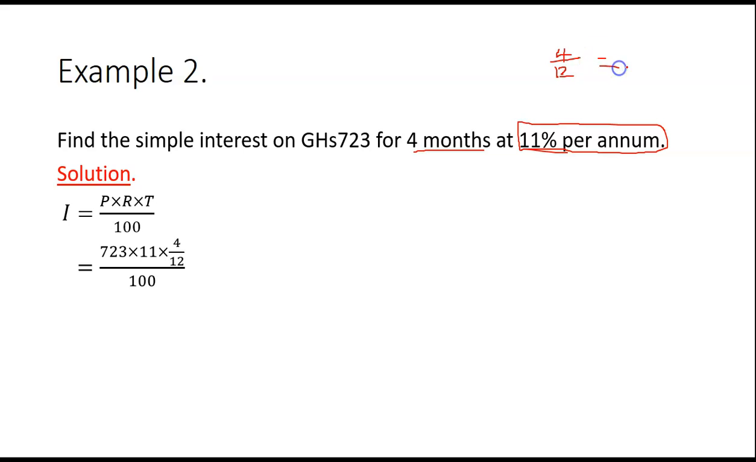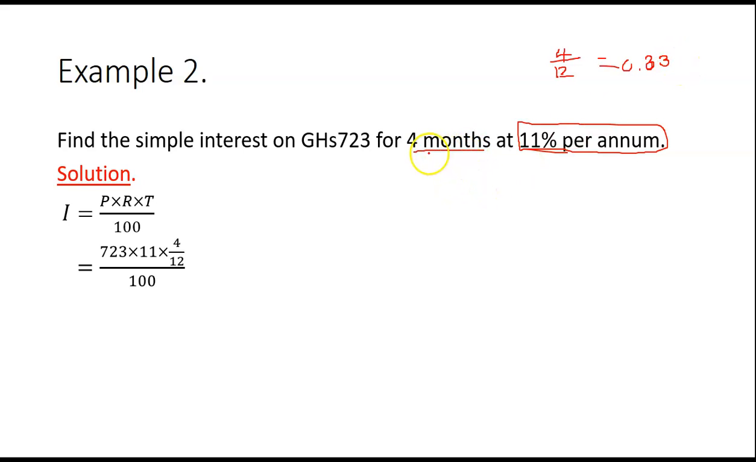So 4 months is the same as what? 4 divided by 12 gives you something. Just check it out. That's 1 over 3. Okay, that's 0.33, isn't it? You can check. You can use your calculator. So that's 0.33. So it means that when you convert 4 months to a year, it means 0.33 years, something like that.